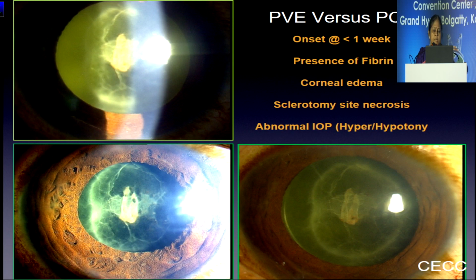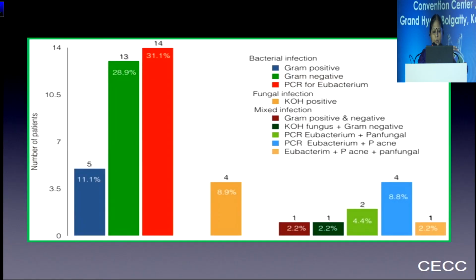The clinical presentation of post-vitrectomy endophthalmitis is a little different from post-cataract surgery endophthalmitis. The patient presents usually maybe on the first postoperative day itself, usually less than 1 week following the surgery. The reaction is associated with a lot of fibrin formation in the anterior chamber, corneal edema, and sometimes you do see that the sclerotomy site is necrosed. The patient may either have hypertony or hypotony.